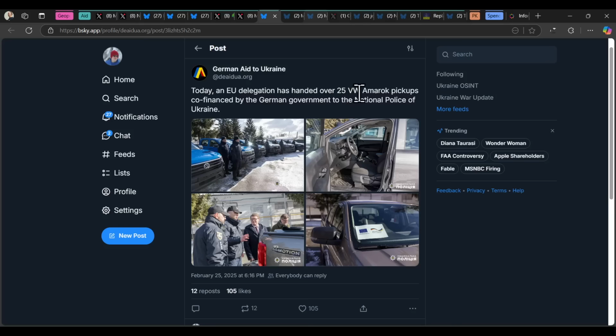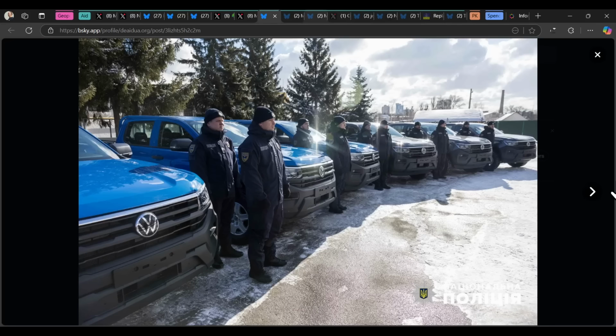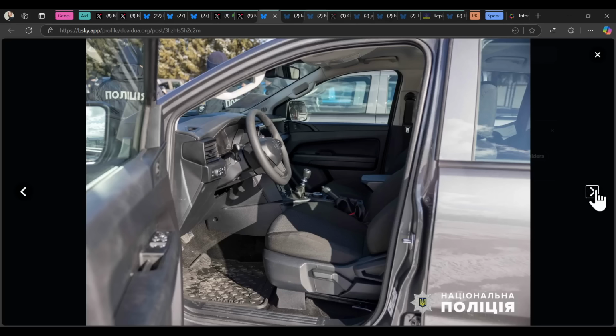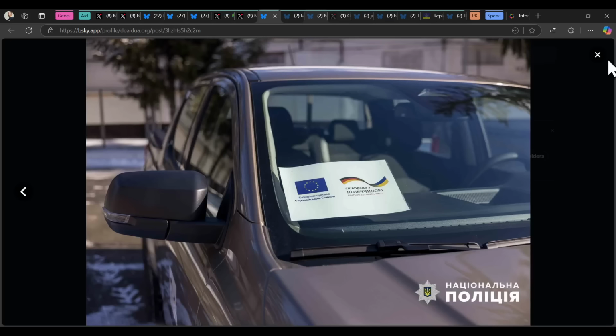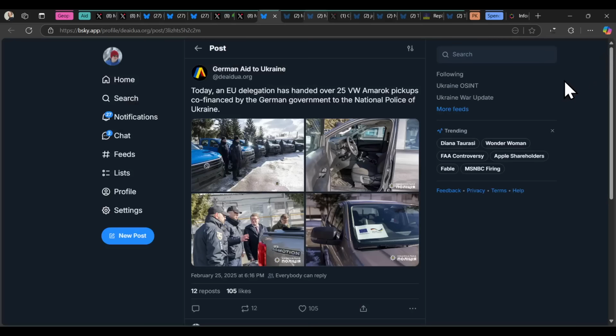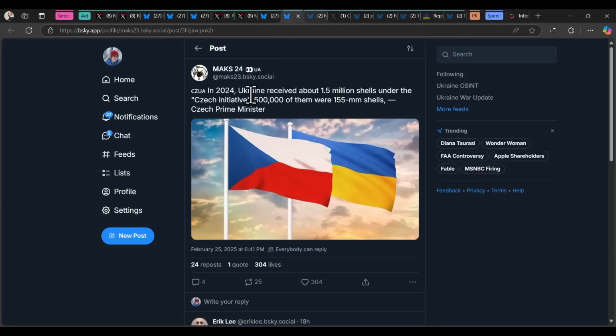25 VW Amarok pickups, co-financed by the German government, to the National Police of Ukraine. That's fantastic news there. And this is then an example as well of stimulus, isn't it? You go to one of your car manufacturers, the car industry's flagging a little bit in Germany, as an understatement. So going to them and saying, right, we'll have 25 Amaroks, we'll send them out to Ukraine. It's going to be useful for Volkswagen in that case.